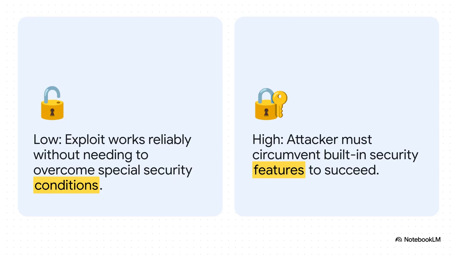Now, attack complexity. This one's really interesting. This isn't about how smart the hacker is, it's about the roadblocks the system itself puts in their way. A low complexity attack is one that just works, plain and simple. A high complexity attack means the attacker has to get lucky, maybe win a race condition or deal with some weird specific security setting that's out of their control.